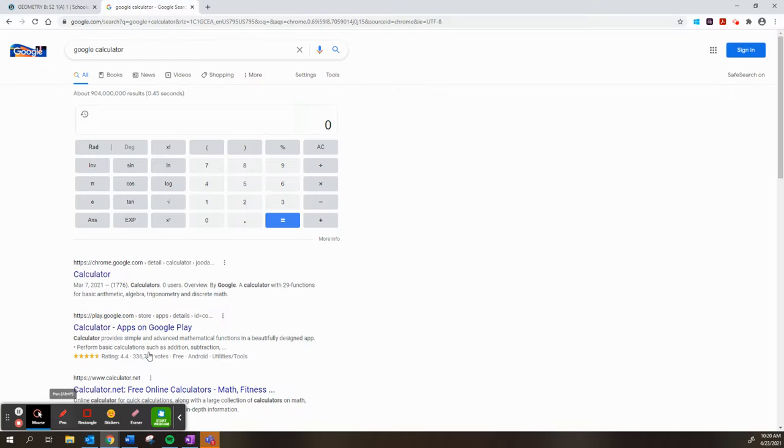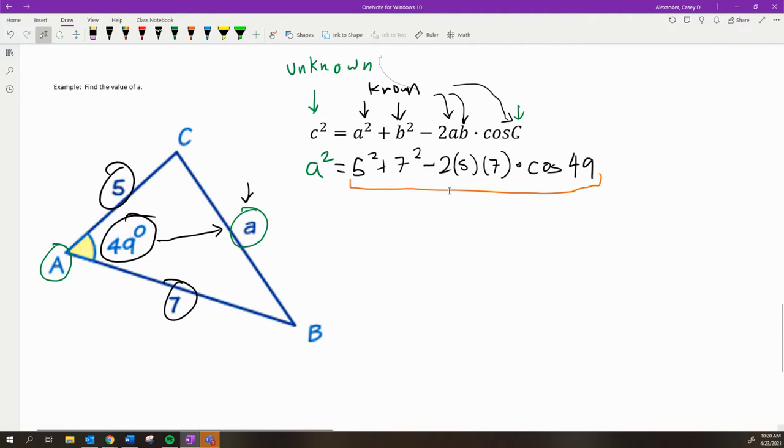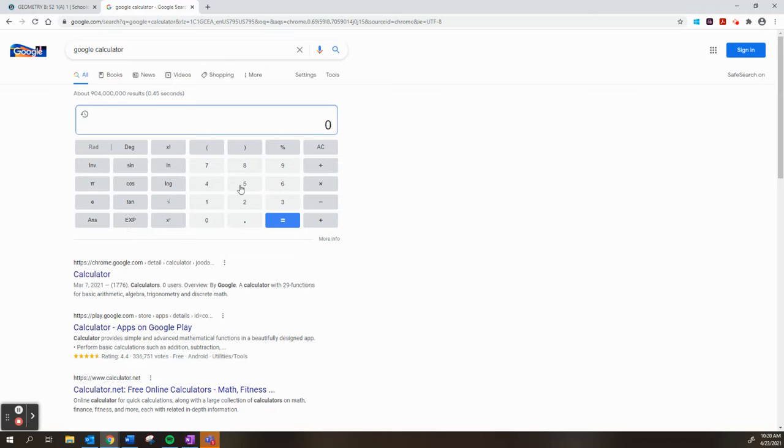If I open up Google Calculator, and I, of course, always remember to put it into degree mode first thing, all I have to do is punch in everything that I wrote out in my law of cosines. So 5 squared plus 7 squared minus 2 times 5 times 7 times the cosine of 49. I can do all of that right here. 5 to the power of 2 plus 7 to the power of 2 minus 2 times 5 times 7 times the cosine of 49. And all of that together, just letting the calculator do the thinking, means that's about 28.08.